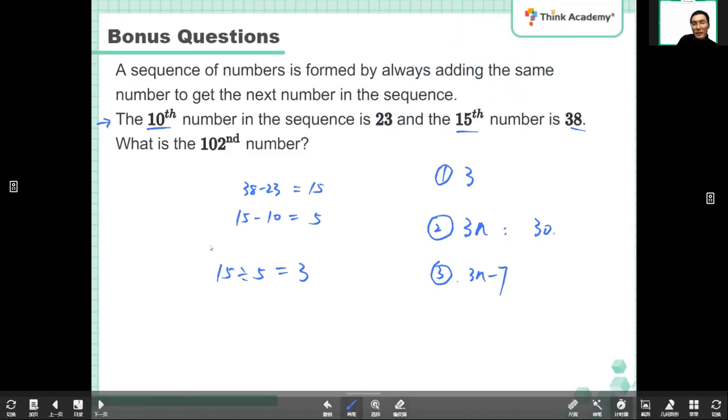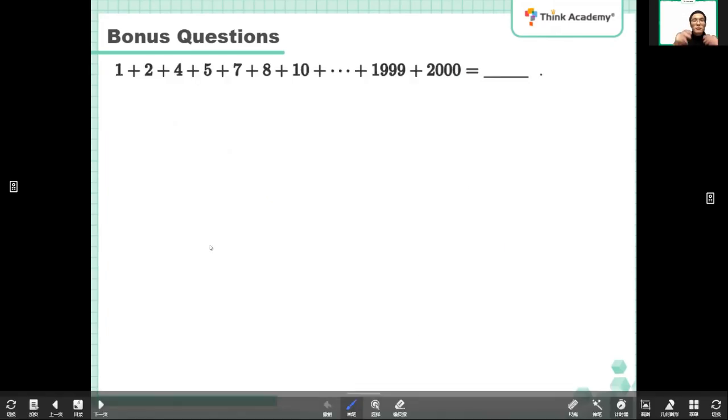Let's find the 102nd number. Could be easy. 3 times 102, because the 102nd number means n equals 102. And then remember to take away the 7. So this will be 306 minus 7, and the answer will be 299. Okay, this one is easy. Let's move on to the next one.